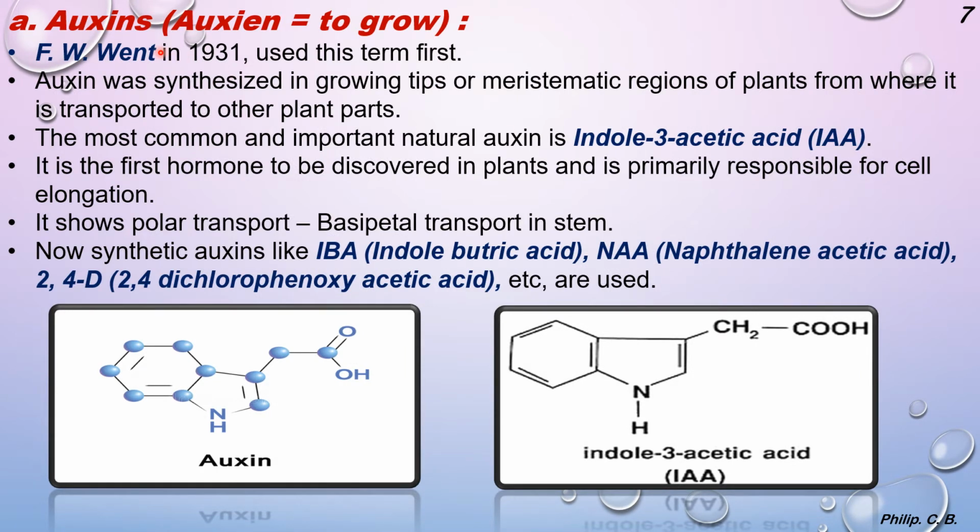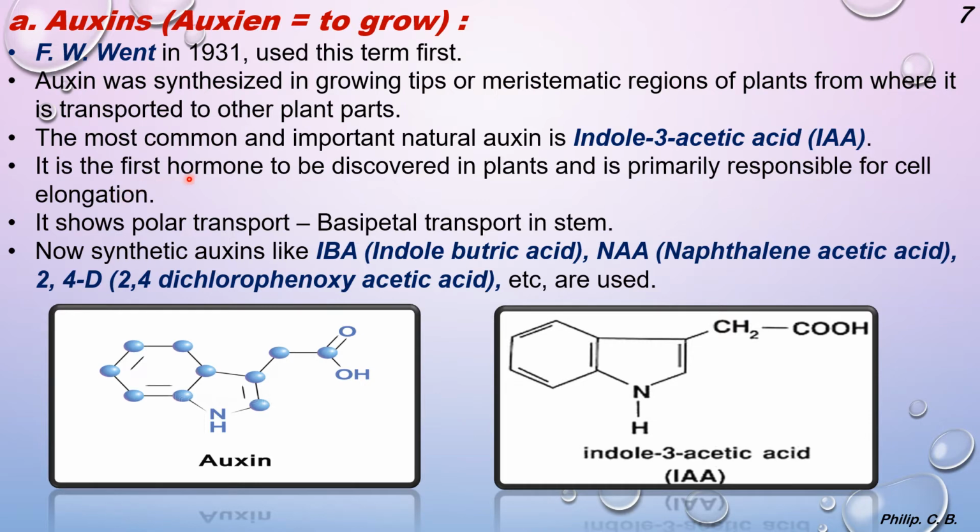Now, first, auxins. Auxin means to grow. F.W. Went in 1931 used this term first. Auxin is synthesized in growing tips or meristematic regions of plants, from where it is transferred to other parts of the plant. As Went did experimentation, he concluded that this auxin was found at the apical region or the tips of the growing region, the meristematic region, and further it is transported to the other parts of the plant.